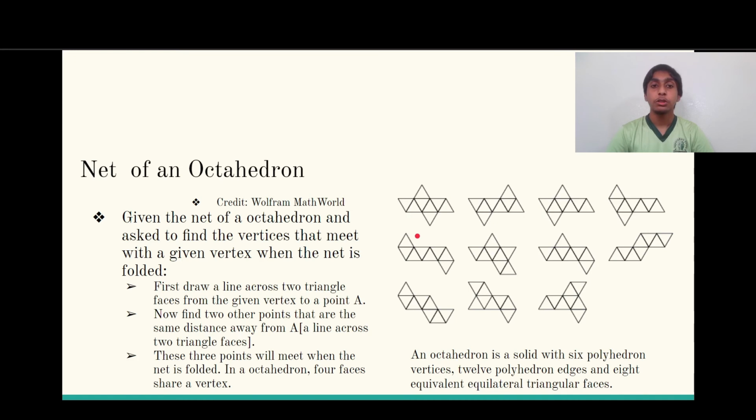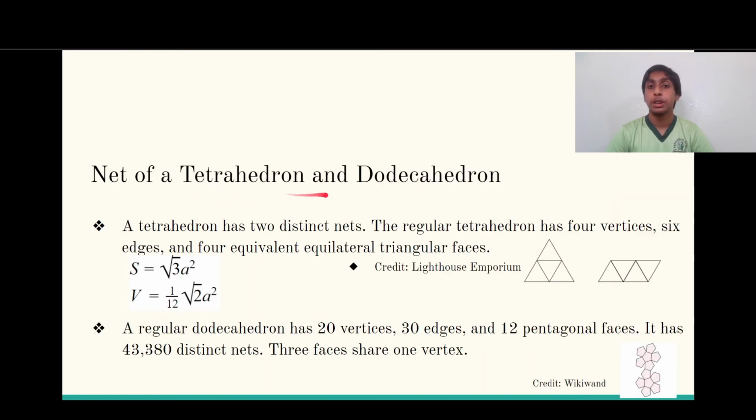Okay, so let's move on to the net of a tetrahedron and a dodecahedron. A tetrahedron has 2 distinct nets. The regular tetrahedron has 4 vertices, 6 edges, and 4 equivalent equilateral triangular faces. And here are your 2 nets of this. Your surface area for this is going to be rad 3 a squared, and your volume is 1 over 12 rad 2 a cubed. So basically, 2 simple formulas that you can use when you're given your tetrahedron, right? And you'll be given these values on the MathCounts exam most likely.